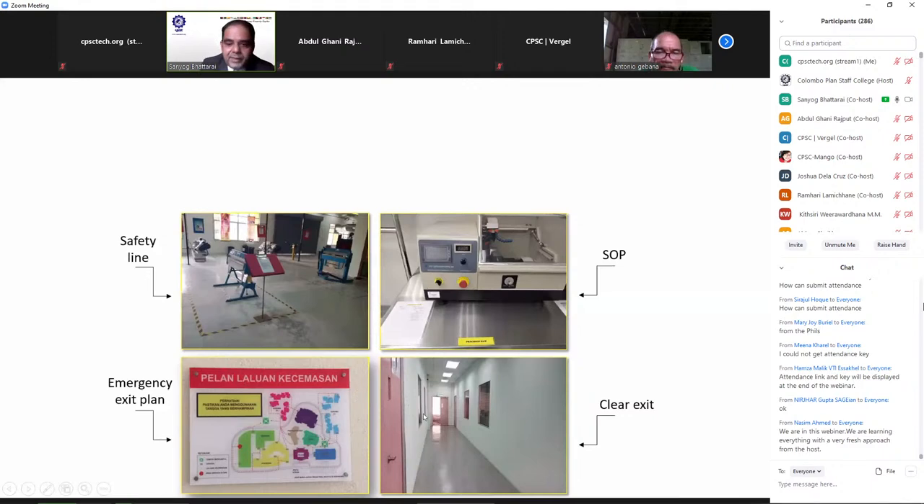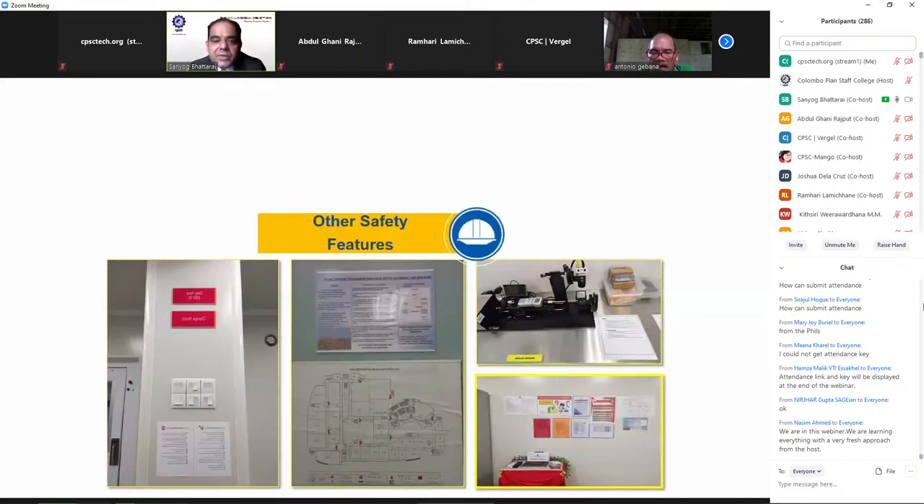So the evacuation plan, the clear exit, how to act in case of emergency. These are things we can also do in our TVET education institution, for the safety of our students and all the staff and the teachers. Also other safety features, you can see it: different signs and different posters, stickers with their own language.